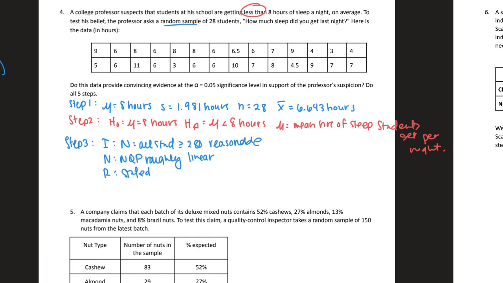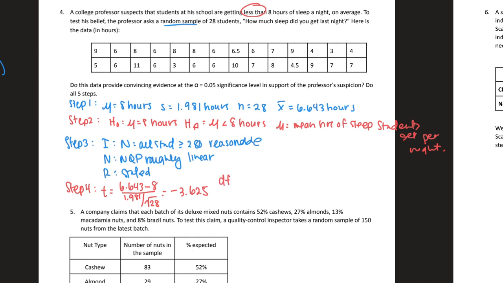All right, step 4 is the calculations. So in this particular problem, we are using t because the problem's about means. Sigma is not given, and our sample size is less than 30. So we're going to use t. So it's going to be 6.643 minus 8 divided by 1.981 over the square root of 28. And that gives me negative 3.625.